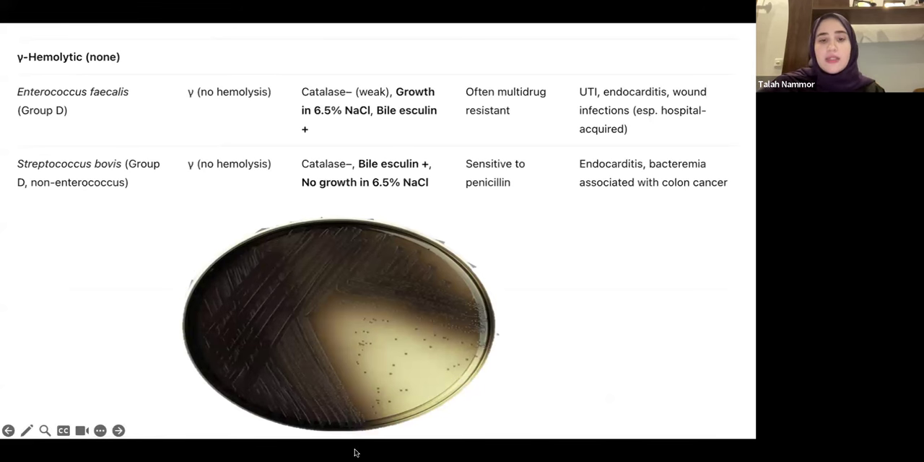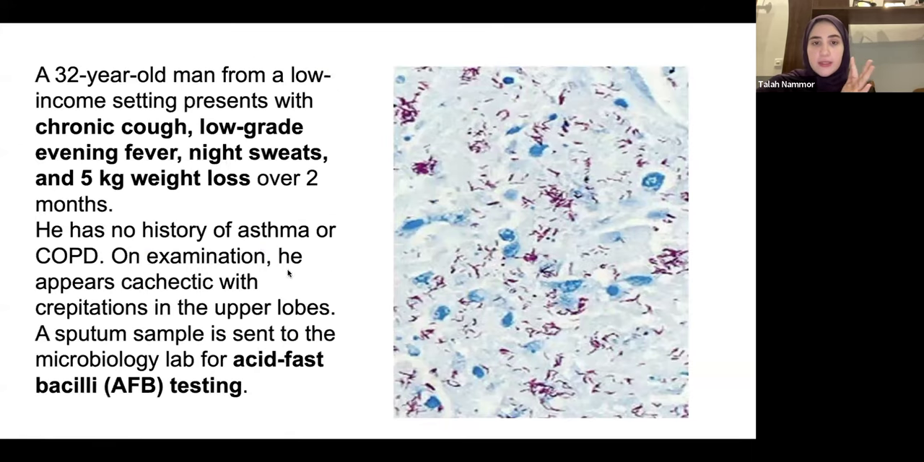Now if you look at this slide, what's the first thing that has to come to your mind, knowing that it's a cocci? It's a gram-positive cocci. Exactly, enterococcus. So enterococcus, you can see this black thing. It grows in basically 6.5 percent sodium chloride. Okay? Is everything up until now clear?